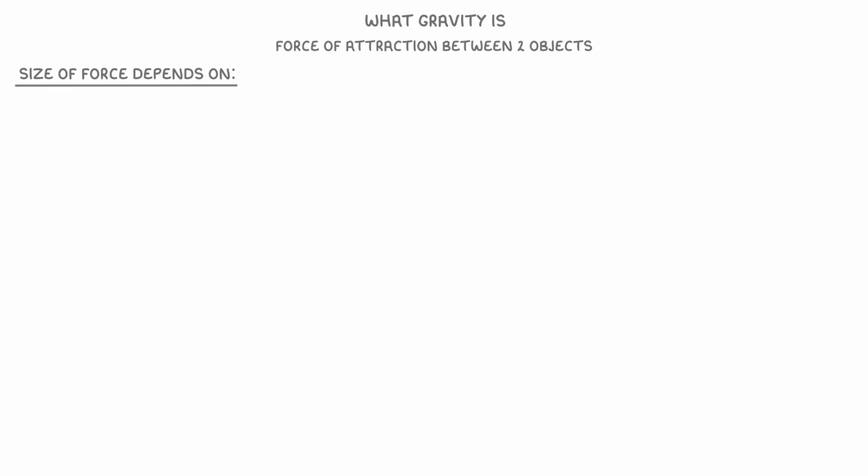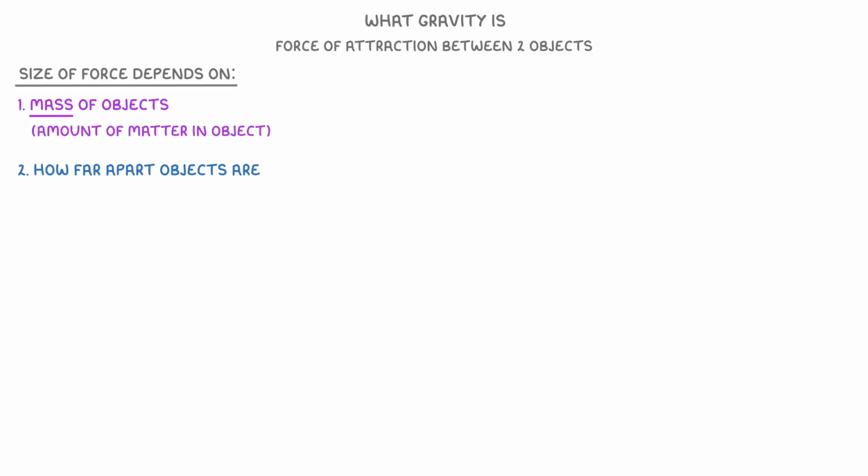Let's start with what gravity is. You can think of gravity as a force of attraction between two objects, and the size of that force depends on two things: the mass of those two objects, and then also how far apart those objects are. And remember here that we use the term mass to describe the amount of matter in an object.